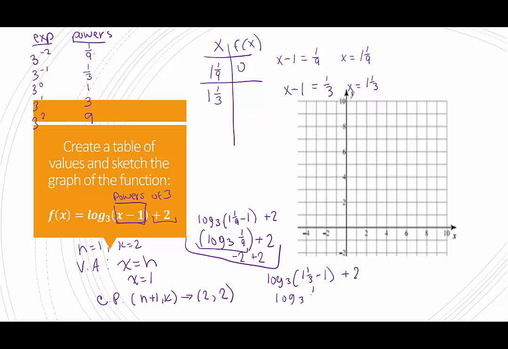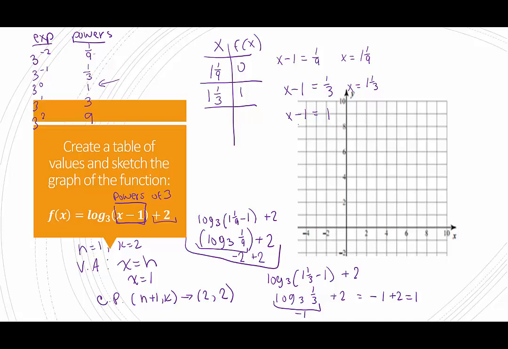Log base 3 of 1/3. What this is asking is, 3 raised to what power gives me 1/3? That would be 3 to the negative 1. So this is negative 1. This whole thing becomes negative 1 plus 2, which is equal to 1. The next one should be our critical point. So we should find (2, 2) again, just to double check, because I like knowing I have the right work. What we're asking for this one is x minus 1 equal to 1. The next power we're looking for, excuse me, is 1.